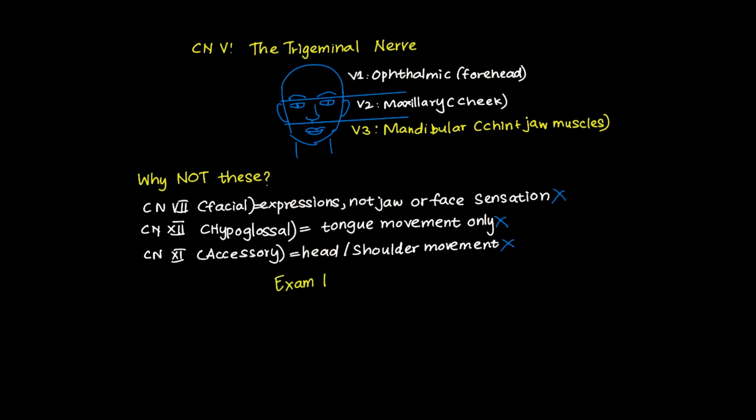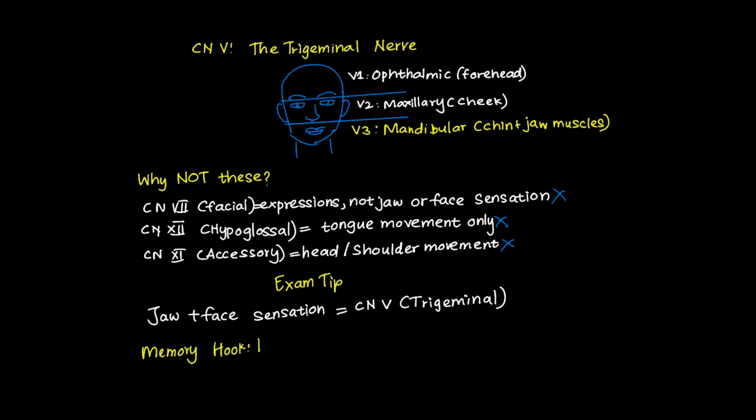Here's a WGU D312 OA exam tip for you. Jaw clenching plus face sensation in one question equals trigeminal, CN5. Remember it this way. The trigeminal handles TRI things, forehead, cheek, chin. Quick hook, trigeminal equals 3 zones of the face plus jaw.